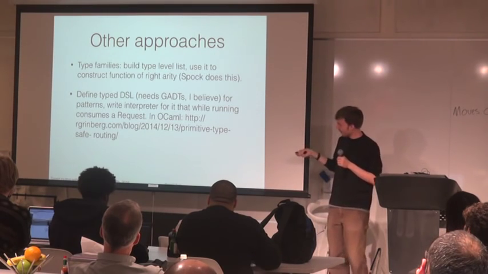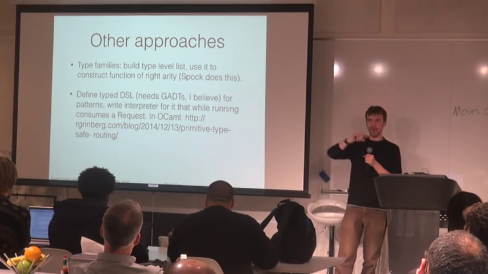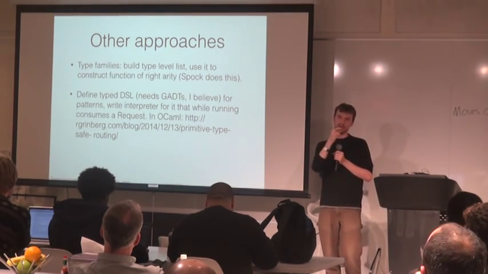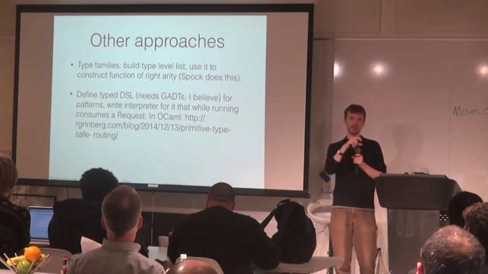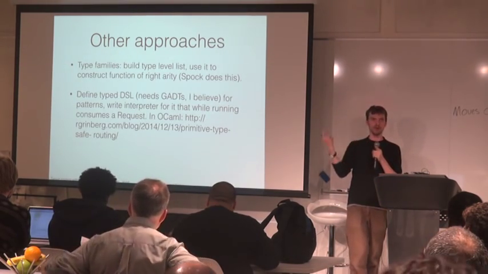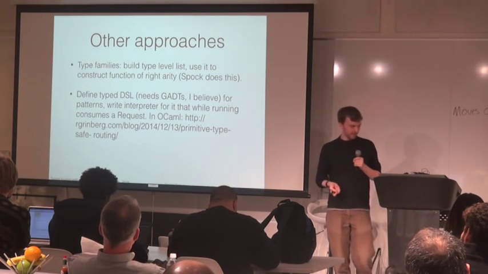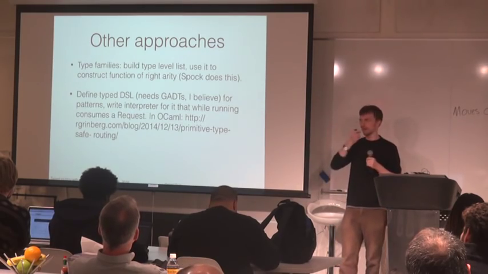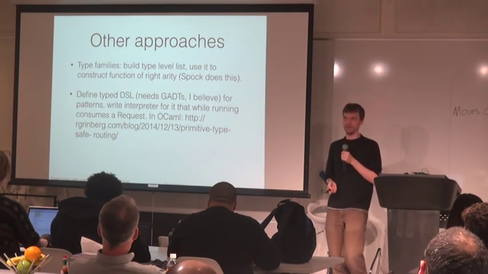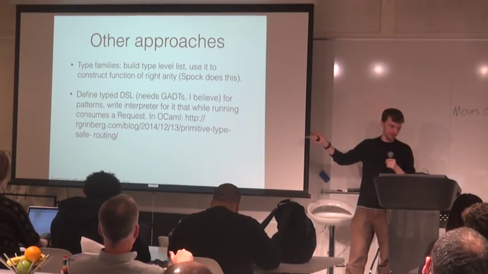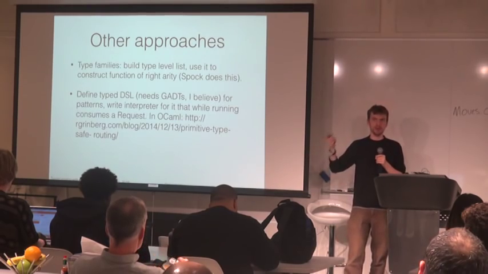Another approach you can do is essentially define a little language for patterns, a typed DSL, domain-specific language, for patterns, and then you write an interpreter that consumes a URL or a request as it walks through, and matches as it's running. I think this needs GADTs, which are an extension that Haskell has and OCaml has, but are, again, a little bit more type support that you need. And this is a blog post. Someone implemented this in OCaml. They did this based on, I think, some paper written by Oleg.